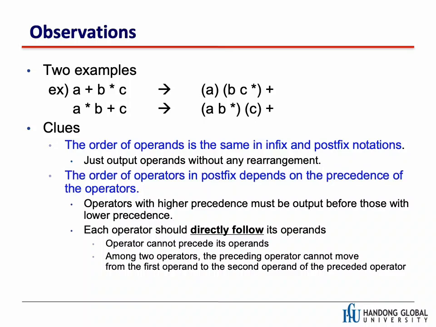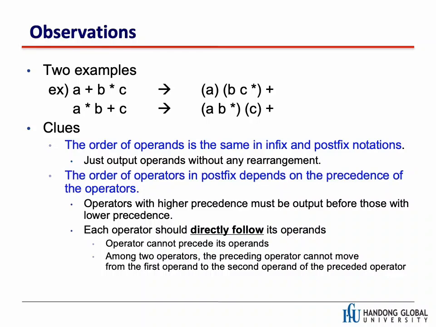The second one: the order of operators in the postfix notation depends on the precedence of the operator. It means it depends on the order of evaluation. Operators with higher precedence must be output before those with lower precedence. When we check the star and the plus, star goes first, because star is higher in the precedence order. Look at the first example, a plus b star c. Since the star is the first operator to be evaluated, star is before the plus operator. In the second example, likewise, star is before the plus. So that's a kind of clue.